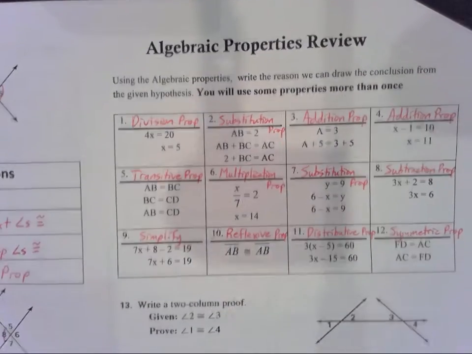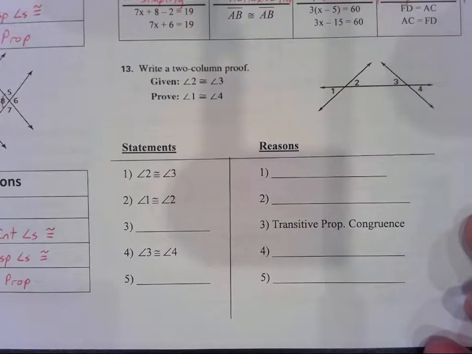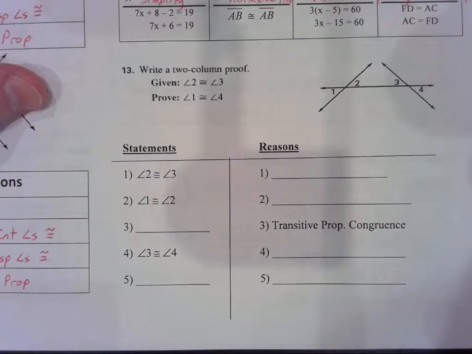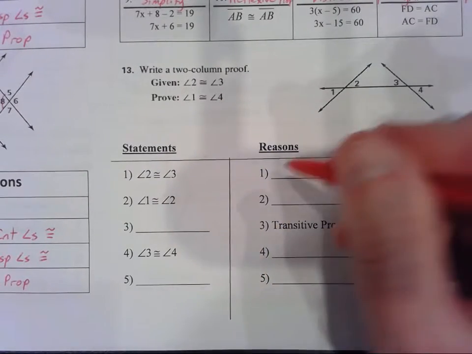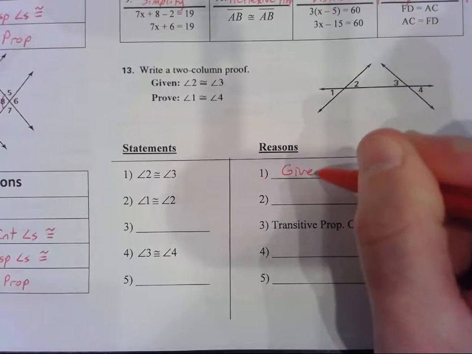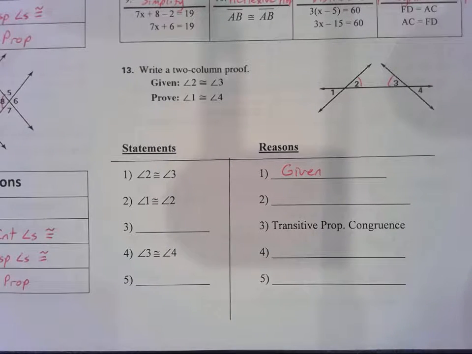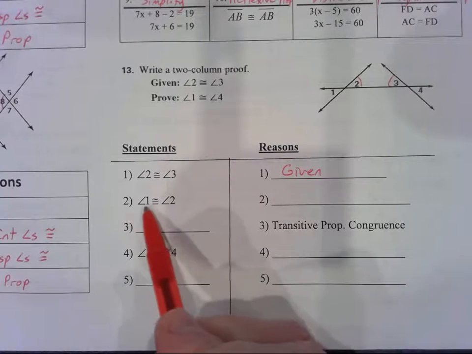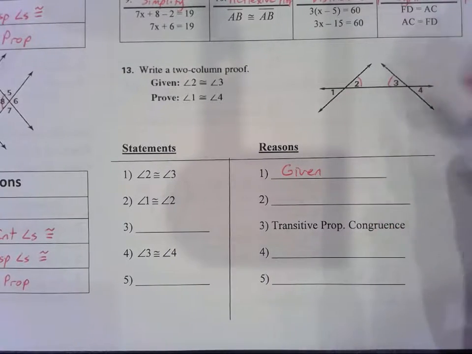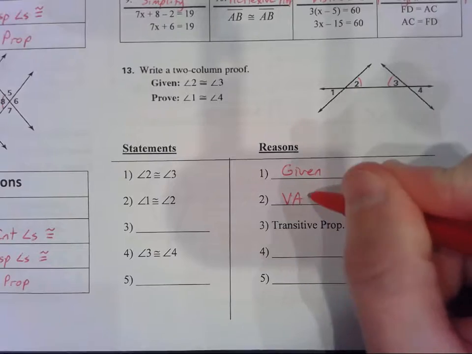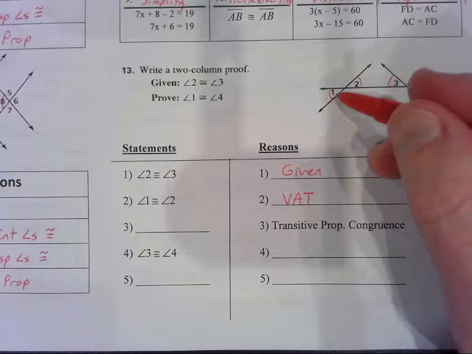Number 13. So, looking at this two-column proof, start with the given information. Angle 2 is congruent to angle 3 is given. So I'm going to mark that on the diagram. Angle 2 is congruent to angle 3. Next statement says angle 1 is congruent to angle 2. I look at the diagram and I see that angle 1 and 2 are vertical angles. So that's the vertical angle theorem. So I'll mark that. Angle 1 and 2 are congruent.